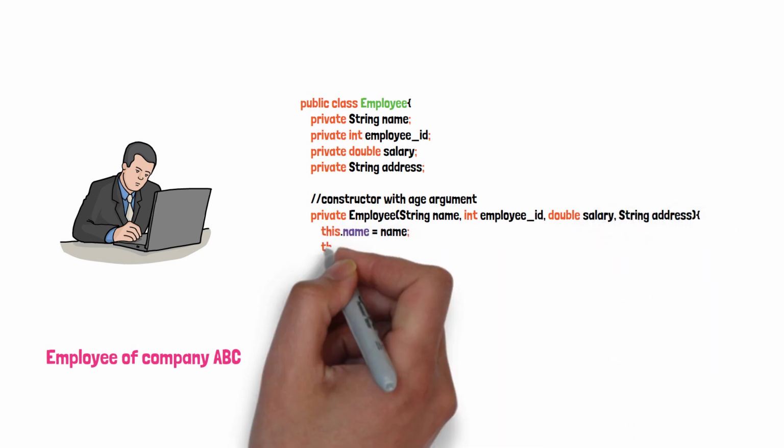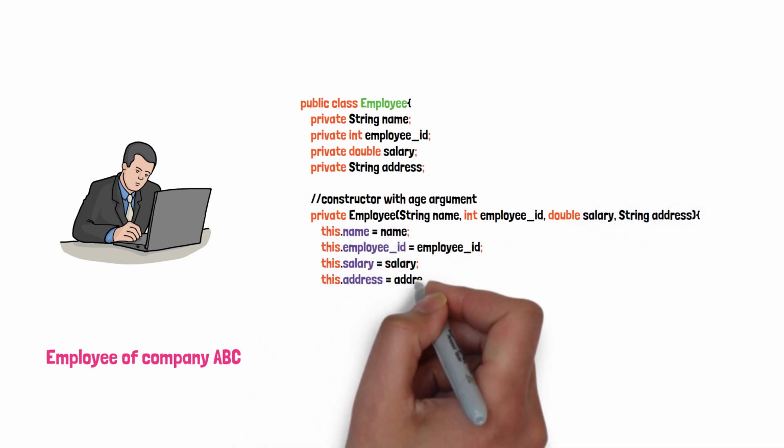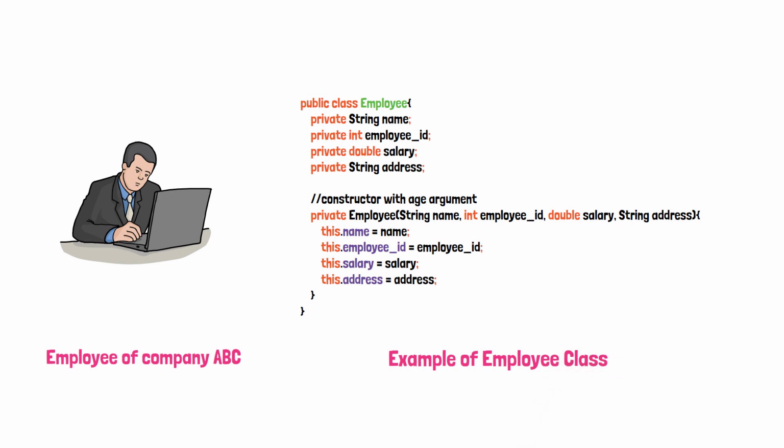Because class will work as a template and all the employees will have some common details. Common attributes will be there like name, employee ID, salary, address, etc. So, employee is a generic term here. So, for that, we are making an employee class.